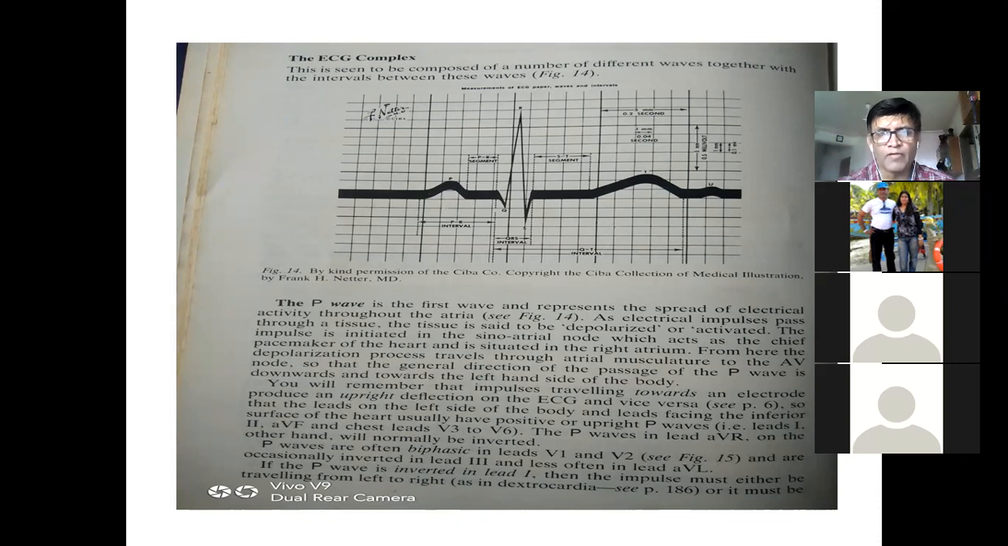What is the full form? Right bundle branch block and left bundle branch block. In that, you will find the QRS complex getting widened. That means there is a delay in conduction in the ventricles. When there is a conduction delay in the ventricle, it comes as a widening of the QRS. When there is a conduction delay in the atrium, it is called a widening of the P wave.